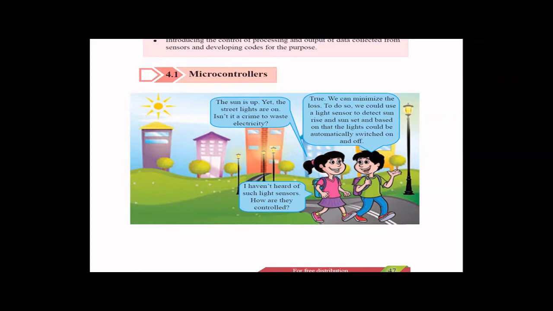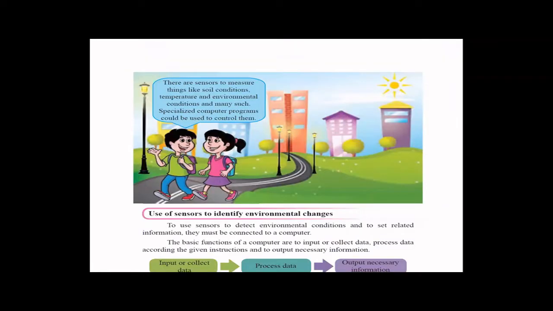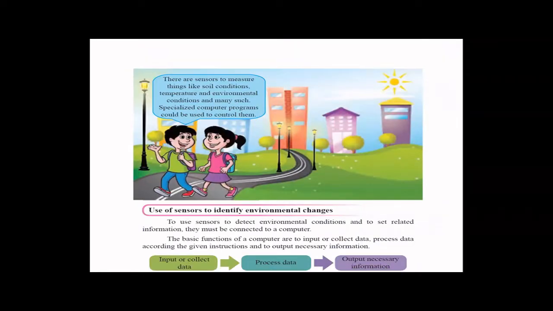This boy is suggesting that we can avoid this situation. If we use a light sensor and detect the sunlight and sunset, based on that we can control the lights automatically, with no need for manual involvement. That's a great solution for this problem. But the girl says she doesn't know about light sensors and how they are controlled. Actually, there are not only light sensors, there are so many sensors.